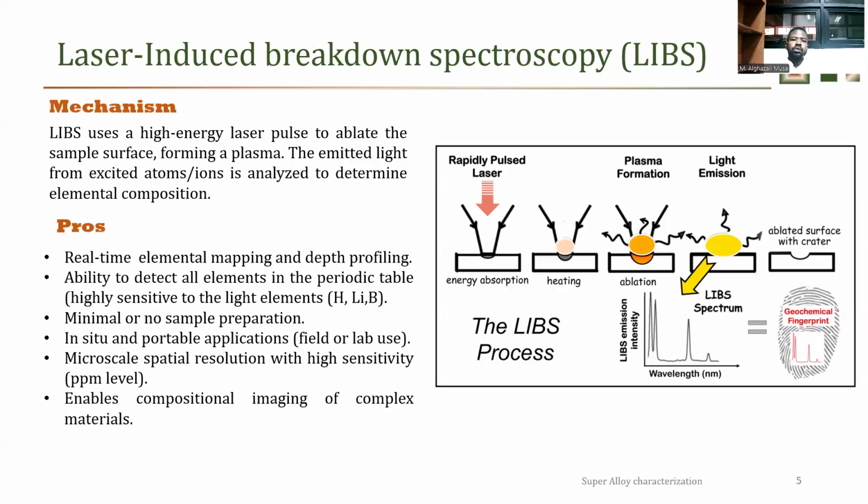So what is laser-induced breakdown spectroscopy? In laser-induced breakdown spectroscopy, we are using a very high-energy laser pulse in order to ablate the surface. Of course, it will remove some of the layers, but the rate of ablation, or even the domain of ablation, is very small because it's micro focus. And after that, it will form a plasma. Then the emitted light from the excited atoms will be analyzed and will serve as fingerprints for the metal composition. So it has many merits. From its merits, it's real-time characterization. So instantly you will know about the composition of the sample.